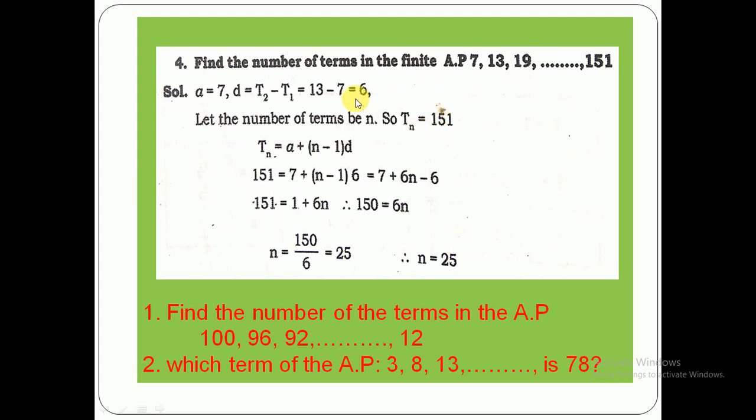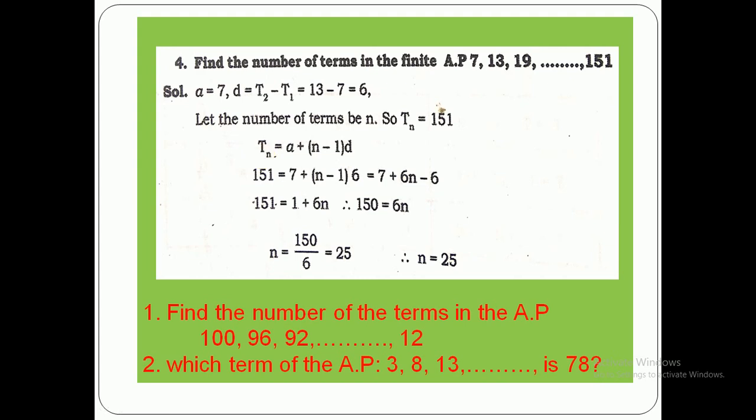So what do we have to find out here? Find the number of terms. The number of terms, you know, is represented by small n. Okay. So what is the given data? A, the first term, is 7. The difference a2 minus a1 is equal to 13 minus 7, that is equal to 6. We have to work out n. So the last term 151 is already given. The last term represents an or tn, which is equal to 151.